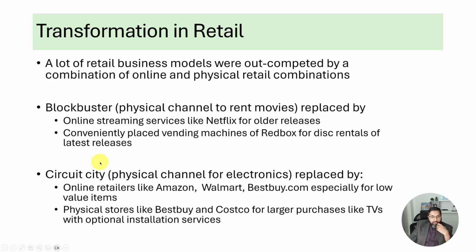Circuit City, a physical store for electronics, was replaced by a combination of online and physical. For high expensive items like a big expensive TV, you want to go to the store, you want to check it out, you want to see the colors, you want to see the screen. But for many other items, you can just order online. And so, a lot of people do a mix. They do some electronic shopping online, they do some electronic shopping from a store like Costco. Right? So the combination of physical and online has defeated physical only retail stores, chains like Circuit City.